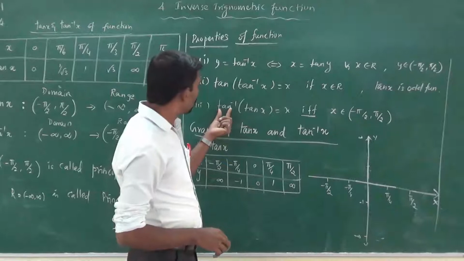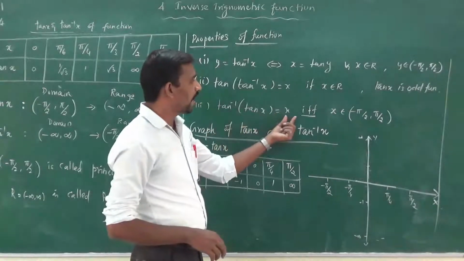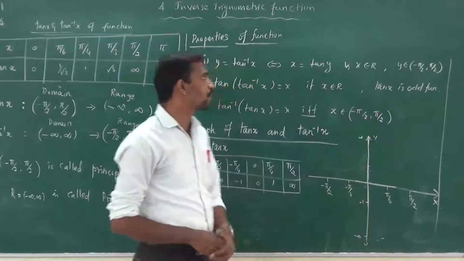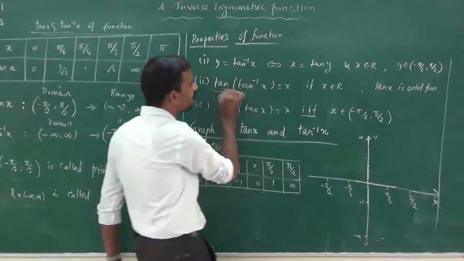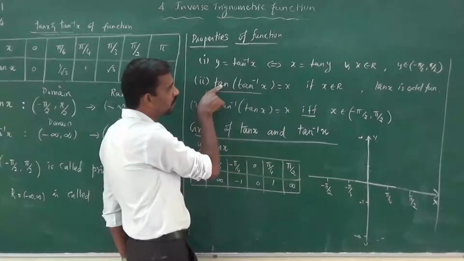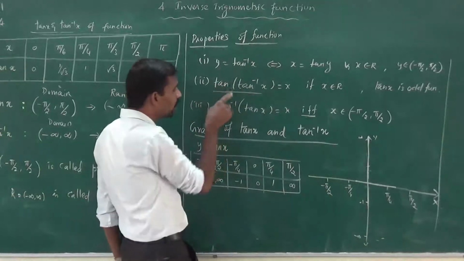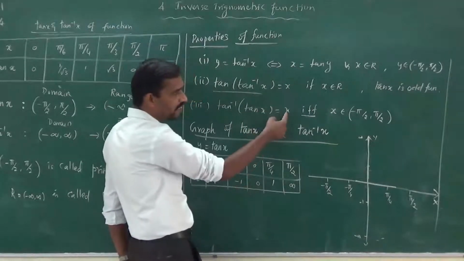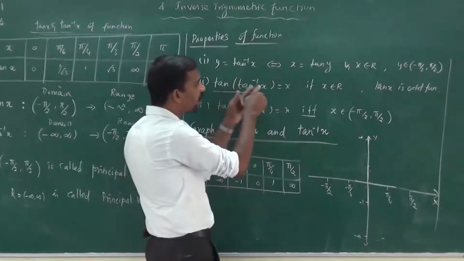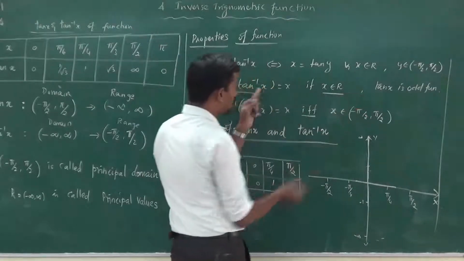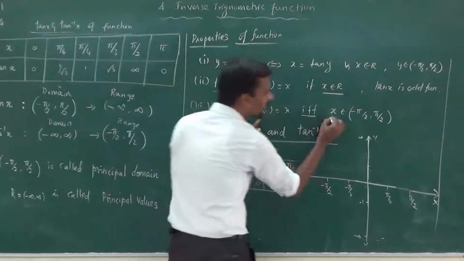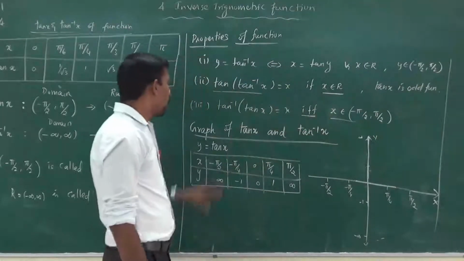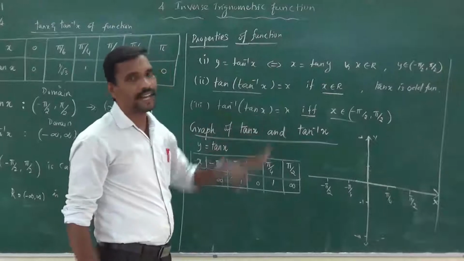Next step, third point. Tan inverse of tan x is equal to x if and only if x belongs to minus pi by 2 to plus pi by 2. You see the changes here. This is the function tan, okay? Here tan inverse of x. So it will be changed, but the results are the same. Here tan of tan inverse x means x belongs to R. Here tan inverse of tan x means x belongs to minus pi by 2 to plus pi by 2. Keep it in mind. Now, what is the graph of tan x and tan inverse of x?